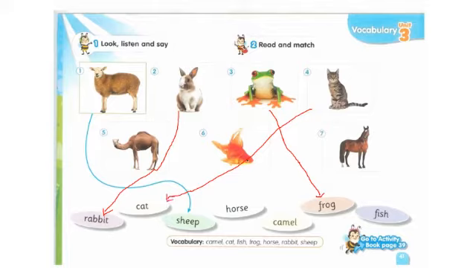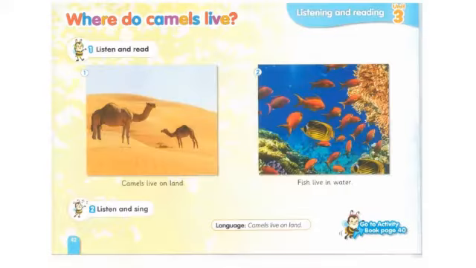Okay. And number 5, here we have a camel. Where's the word camel? Here it is. Let's match them together. And number 6, we have a fish, right? Let's match it to the word fish. Okay. And finally, number 7, we have a horse. Let's match the horse to its word. Okay. Next page.